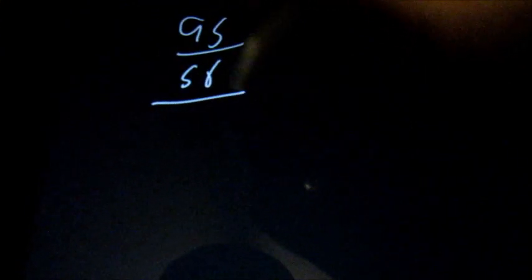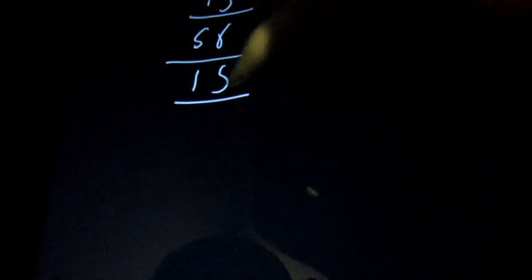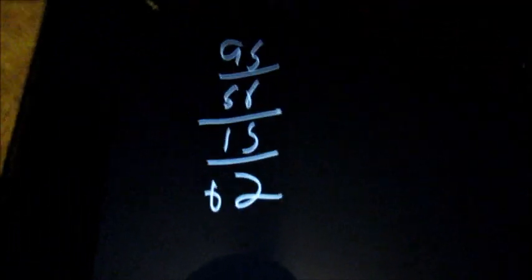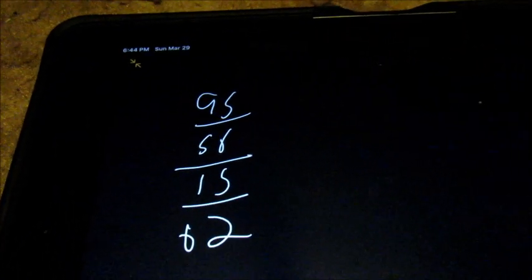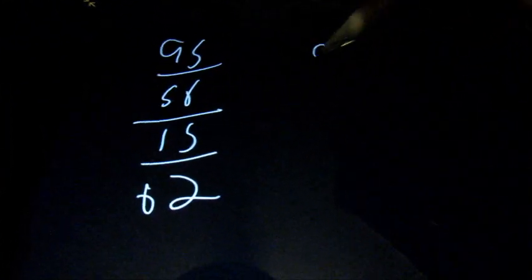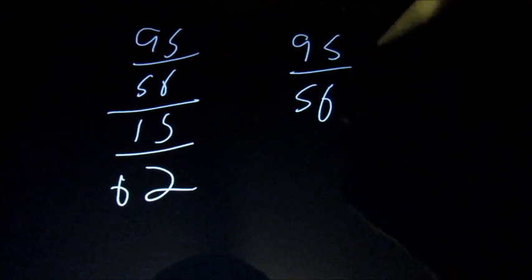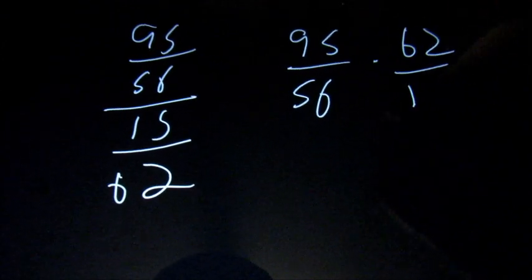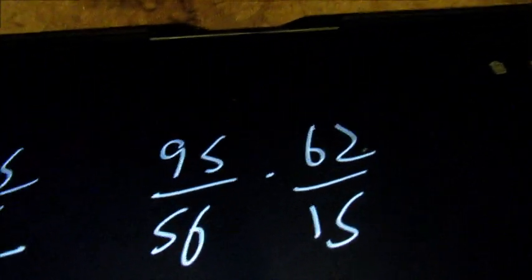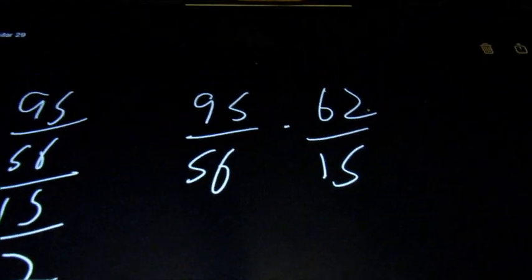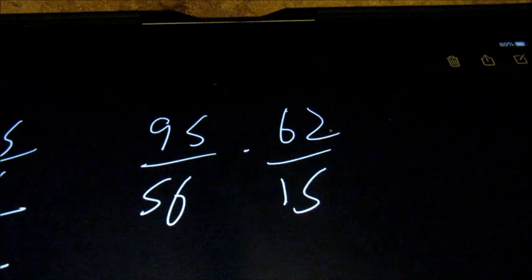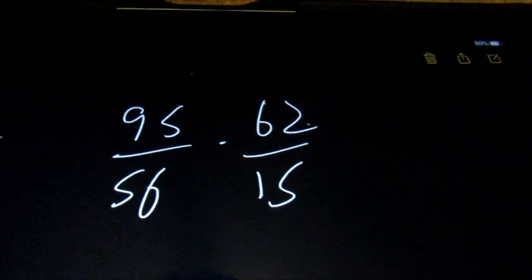Then we will have another complex fraction, but they'll be written over each other. So 95 over 56 divided by 15 over 62. So again, flip the second one, turn it into a multiplication. So we have 95 over 56 times 62 over 15. Now here's where it's really important to simplify first.